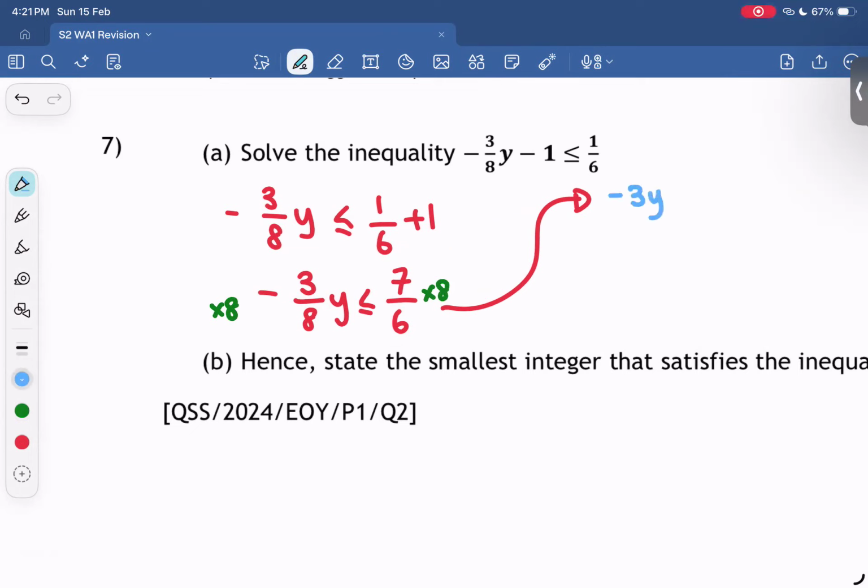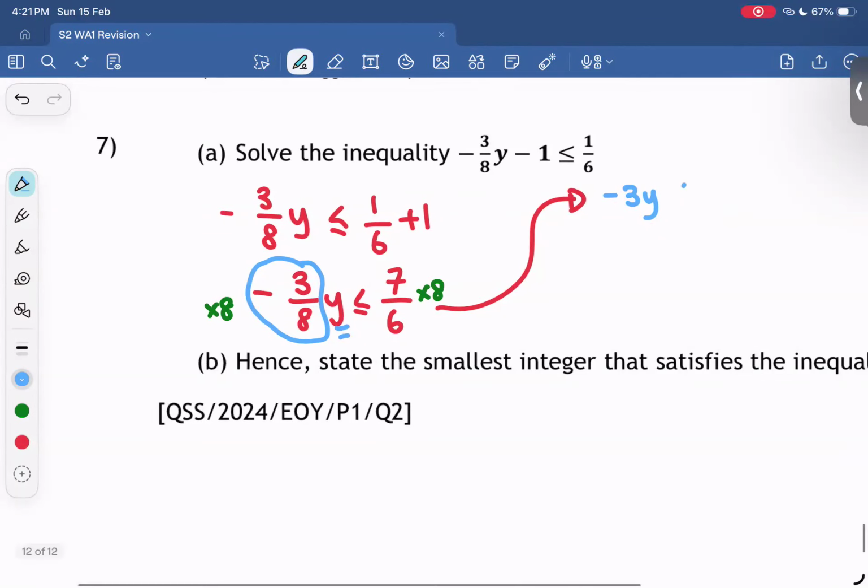-3y. Because -3 over 8 times 8, that will just be -3. And then the y will remain the same, which is lesser than or equals to 7 times 8. So let's write down 7 over 6 times 8. In our calculator, they give us 28 over 3.